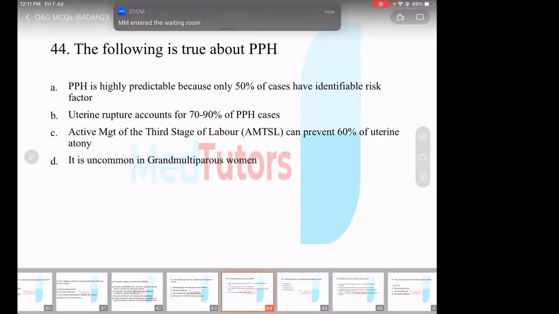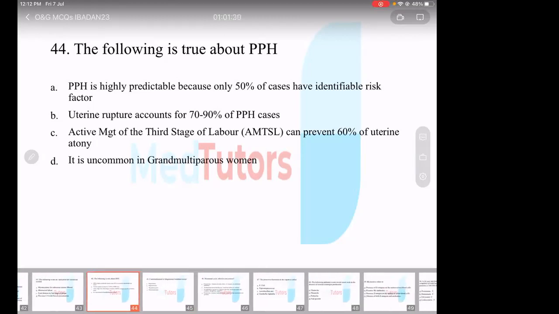Yes, PPH can be predictable, but not up to 50% of cases will have an identifiable risk factor. You can identify women who are at high risk, but not up to 50% of them will have an identifiable risk factor. Then B, uterine rupture accounts for 70 to 90% of PPH cases. No, this is not correct. The most common cause is uterine atony, not rupture. Then C, active management of third stage of labor can prevent 60% of uterine atony. Yes, this is correct. Then D, it is uncommon in grand multiparous women. Of course, grand multiparity is one of the risk factors that puts a woman at risk of PPH. So C is the correct answer here. It is the only correct option.